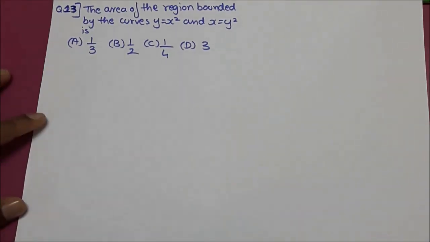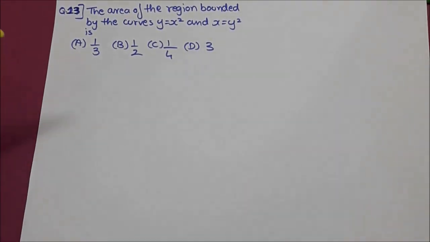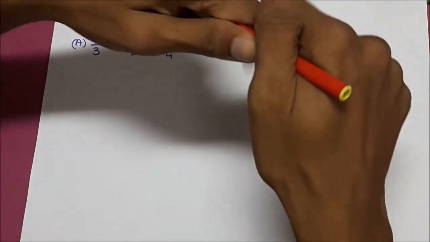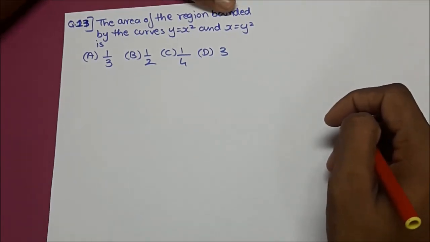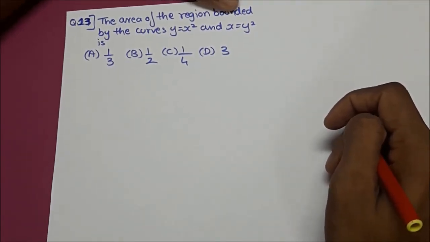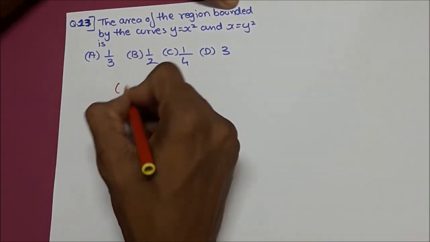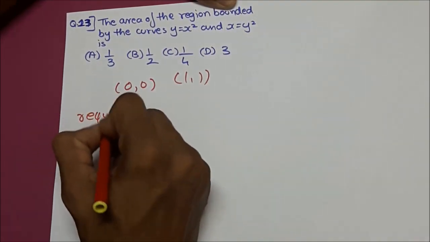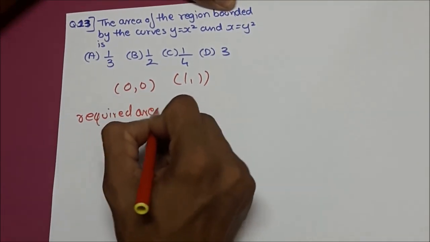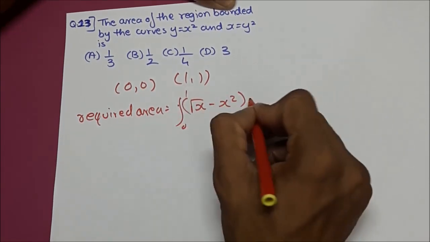Question 13. The area of the region bounded by the curve y is equal to x square and x is equal to y square is, we have 4 options: A, 1 by 3; B, 1 by 2; C, 1 by 3; and D, 3. The two parabolas intersect at 0, 0 and 1, 1. So for the required area, we have 2 points, that is 0, 0 and 1, 1. So the required area is equal to the integral from 0 to 1 of root x minus x square dx.